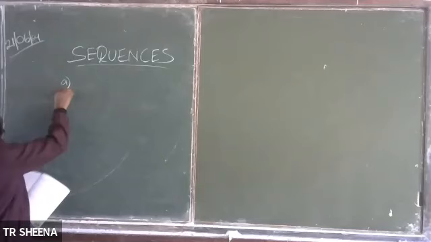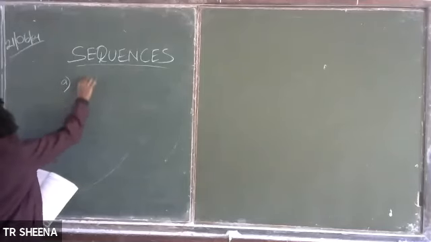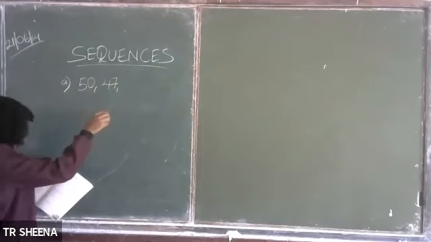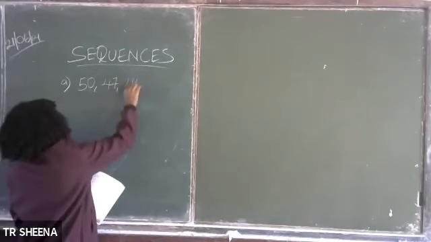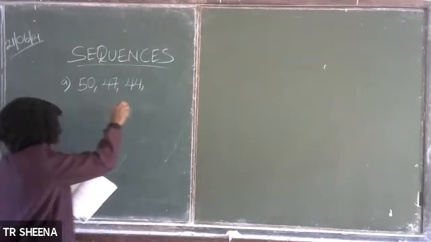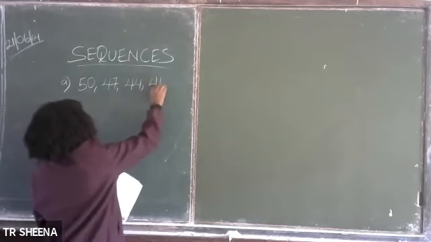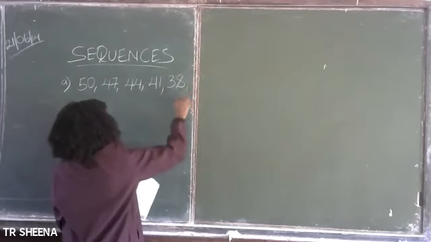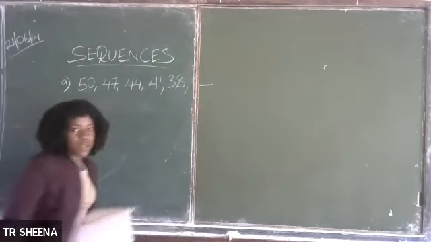Okay, so I have a sequence. It has 50, then it has 47. I'm writing in big letters. I hope people can see. Then it has 44. Then it has 41. Then it has 38. So what would be the next number?